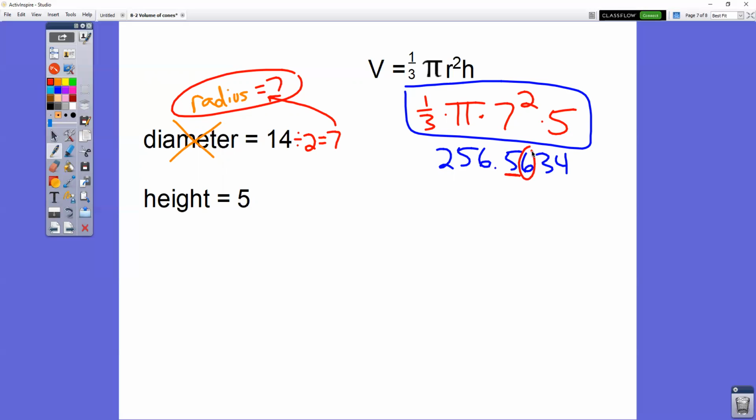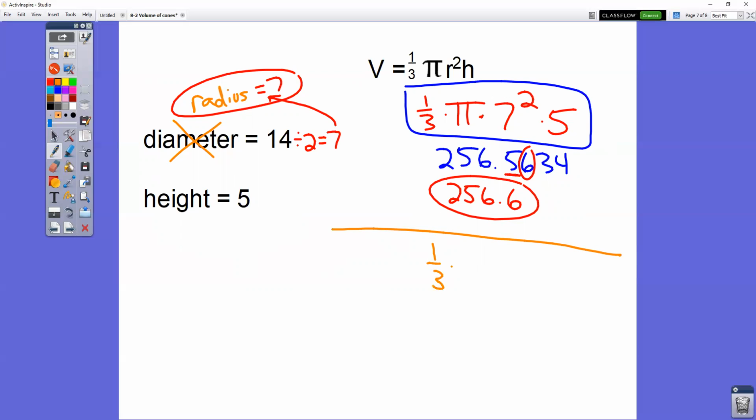We are going to take and round it to the nearest tenth. So the 5 is in the tenths place. We need to look at the number after it. That's 5 or higher as well. So we're going to round up to be 256.6. Leaving it in terms of pi, you're going to multiply everything together except for the pi symbol.